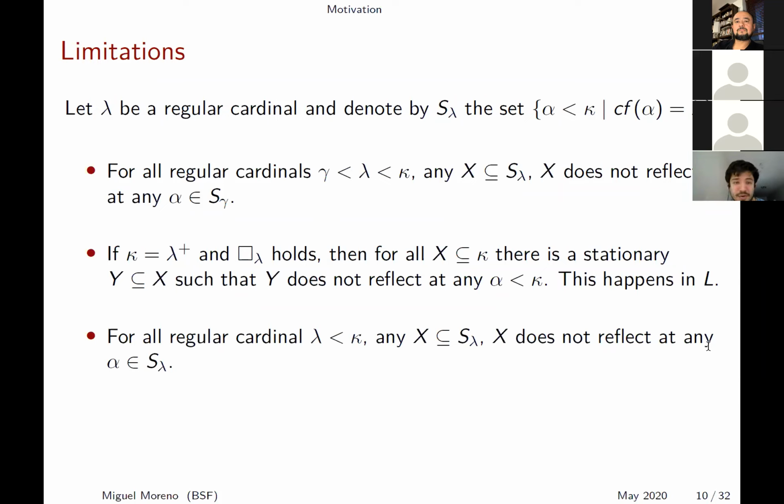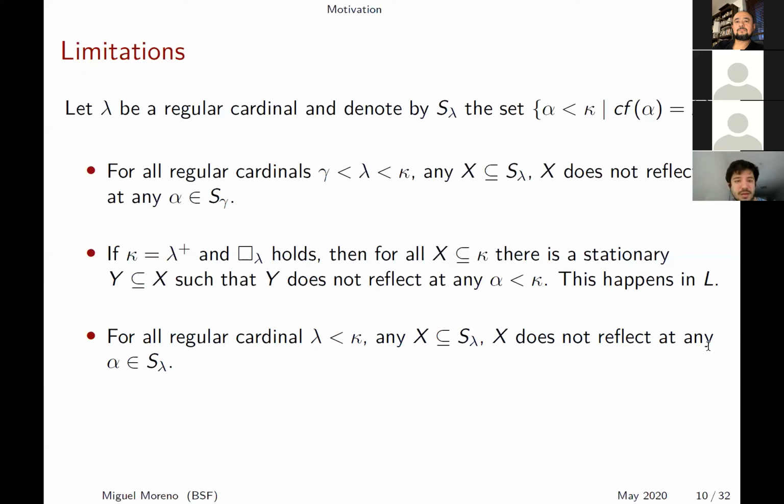Another one is that for all regular cardinals lambda smaller than kappa, you take a subset X of S lambda, and X does not reflect at any alpha in S lambda. You cannot reflect the same cofinality into the same cofinality. The same reason as when you try to reflect into small cofinality, you can avoid it because you only need one element that is lambda cofinal, and that is just the limit of the club.